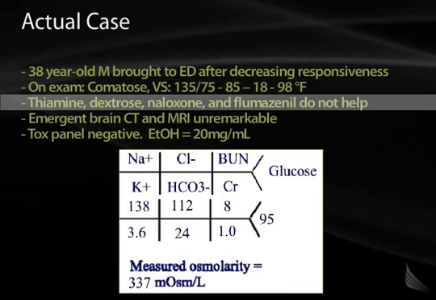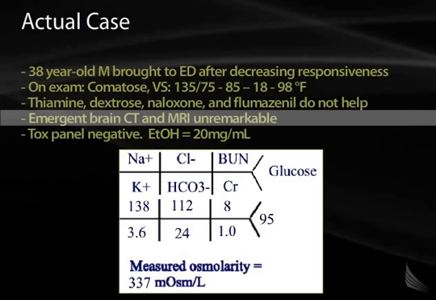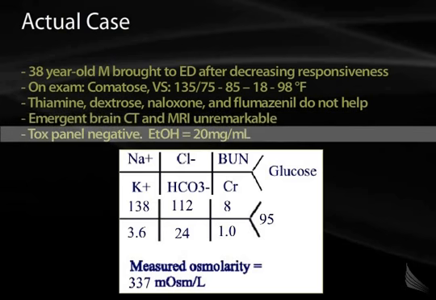He's given thiamine, dextrose, naloxone, and flumazenil, which do not help reverse his decreasing responsiveness. An emergent brain CAT scan and MRI are unremarkable. His routine toxicology panel is negative, and his blood alcohol level is 20 milligrams per ml, which is less than the legal limit.